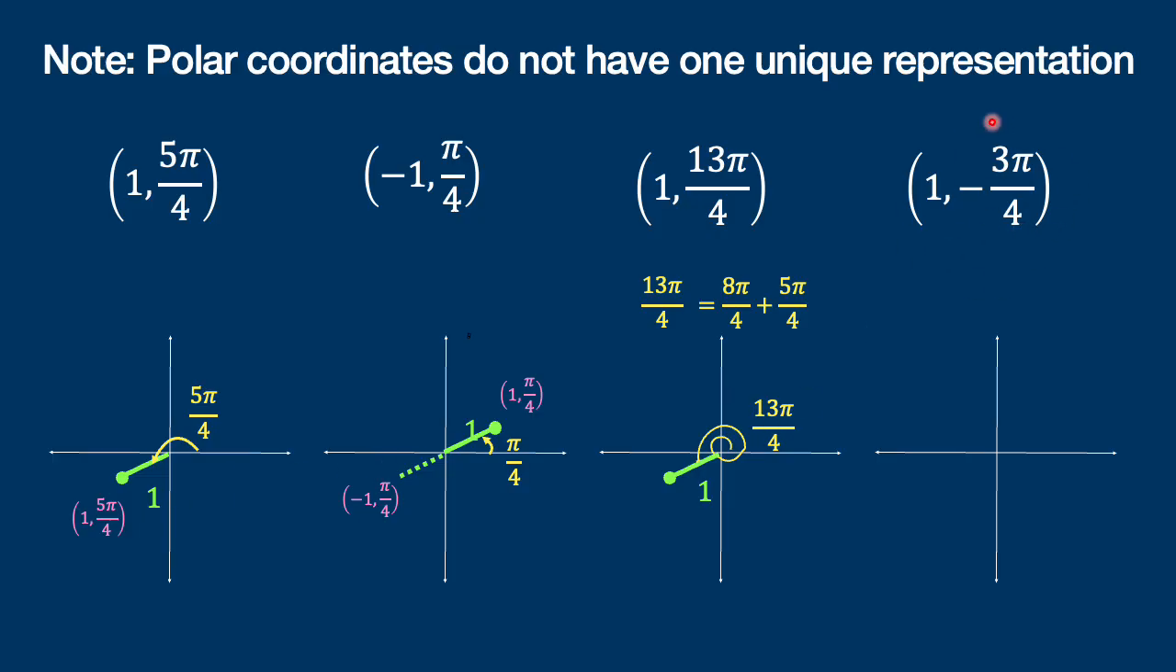The last one represents a negative angle. This time clockwise, 3 pi over 4. So you go to here, third quadrant. Then the distance from the origin is 1. That also represents the same point. So if we don't restrict the interval of R and the interval of the angle, polar coordinates have different representations for the same point. Keep that in mind, everyone.